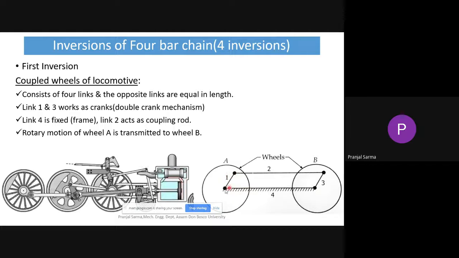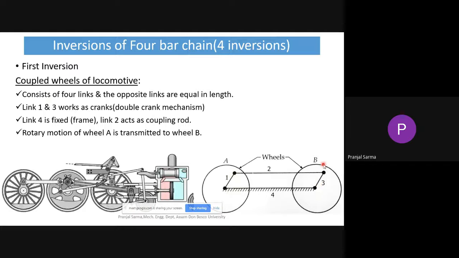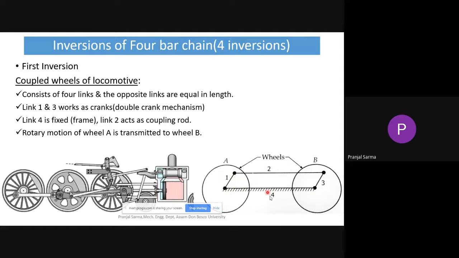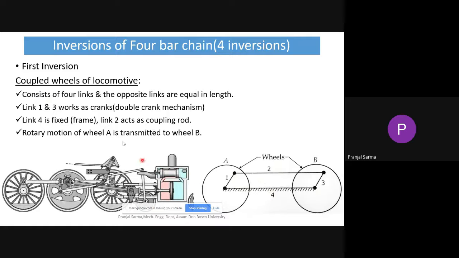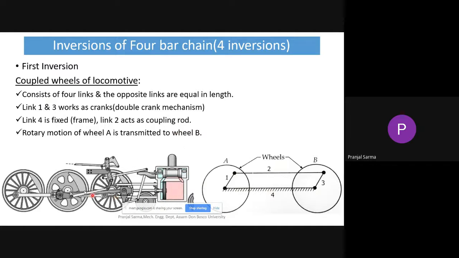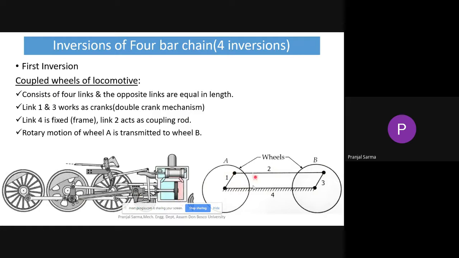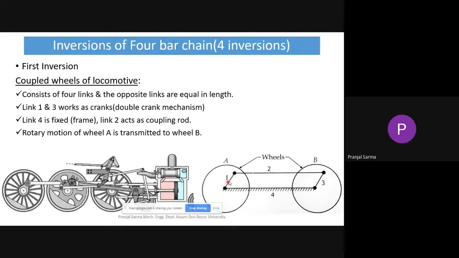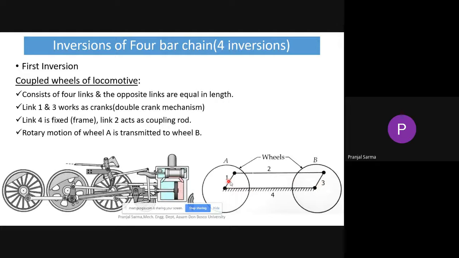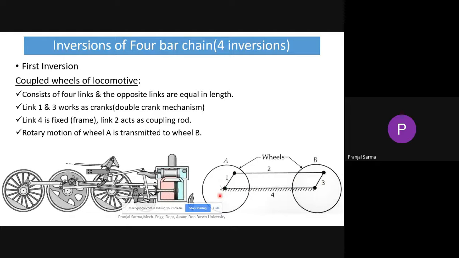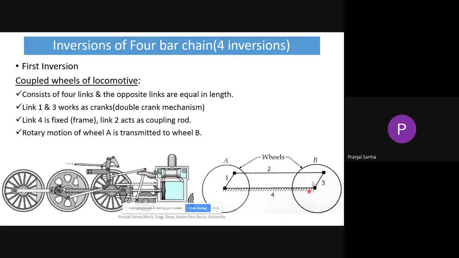That is link one and link three. Similarly, link two and link four are equal in length. In this particular case, you can see this link one, as well as this link three, are both coupled at two. You can consider this as one wheel of the locomotive, and this is another wheel of the locomotive.